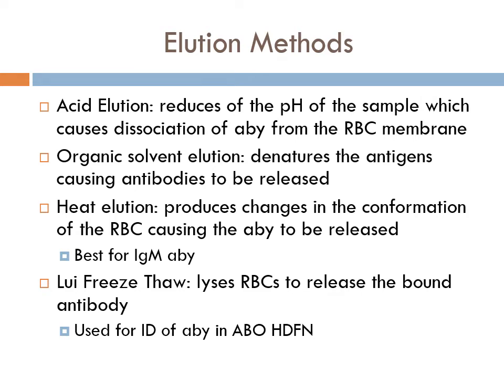Finally, an interesting one is a Lui freeze-thaw elution. This lyses the RBCs to release the bound antibody. We use this for the ID of antibodies for ABO hemolytic disease of the fetus and newborn. This is kind of a tough one to read because it's in the name. You take the RBCs, you're freezing them, and we know that's going to hemolyze the red cells when we thaw it.